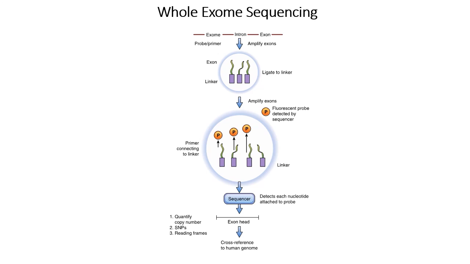This pool is then amplified by PCR and hybridized to fluorescent oligonucleotides specific for exons. Following removal of unhybridized DNA, the genomic DNA with fluorescent oligonucleotide hybrid should now be enriched for exons. A sequencer is then used to detect each nucleotide attached to the fluorescent probe and cross-referenced to the human genome to identify mutations.